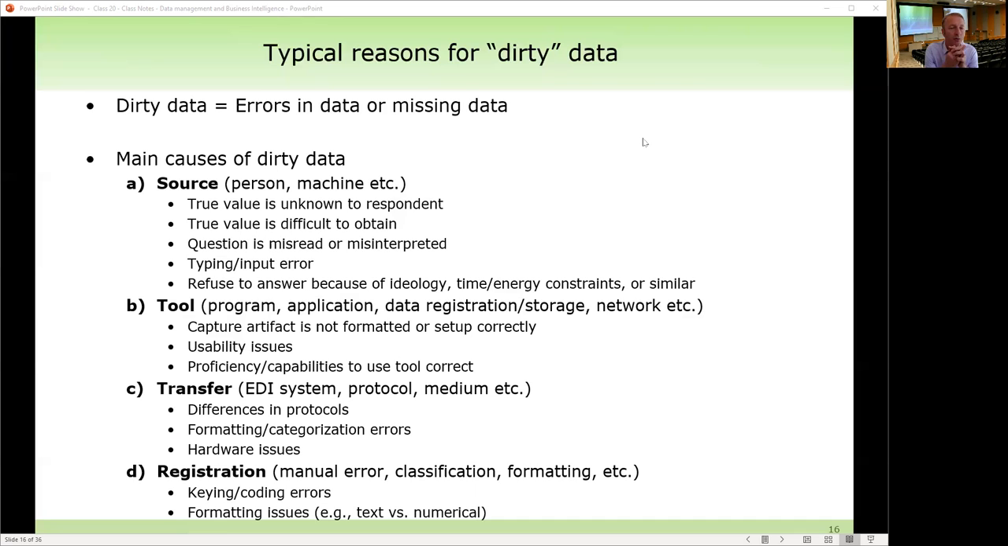It could also be that the true value or the right data is difficult to obtain, which is why there's an incomplete record. It could also be that the tool used creates the dirty data. So it could be that a software captures an event or some data which is not formatted or set up correctly. Could be usability issues, where a tool is not being used correctly, which is why data that comes out of an incorrectly used tool might have problems. Could also simply be in the transfer.